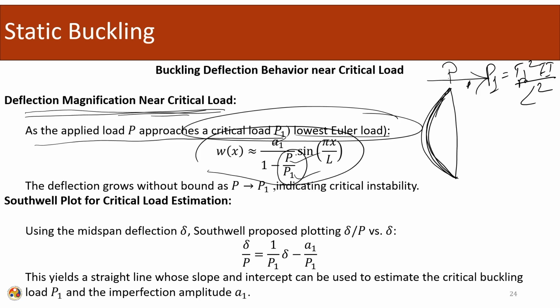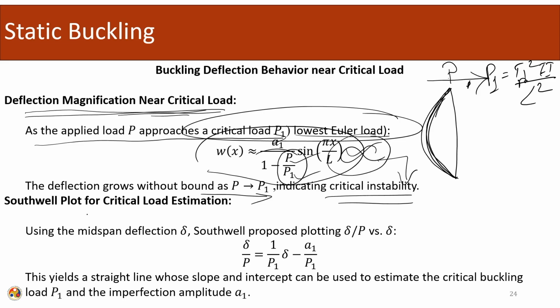Here we can see if P approaches P1, the total deflection will theoretically go to infinity, and this is basically indicating an instability in the system. So, as the applied load is approaching the critical load, it will cause an instability in the system.